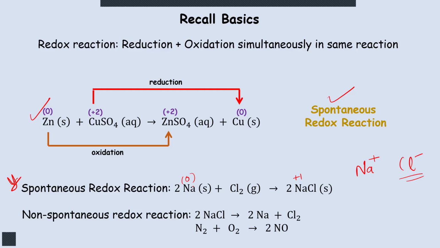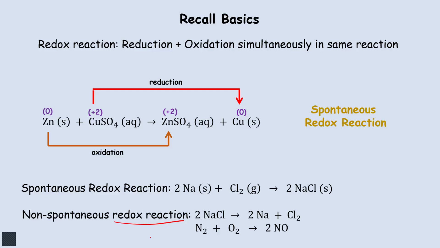Then what is a non-spontaneous redox reaction? A non-spontaneous redox reaction is a redox reaction that involves both reduction and oxidation, and it is non-spontaneous. That is, it cannot take place by itself. It requires constant external aid. So it cannot happen by itself. For example, sodium chloride. Sodium chloride is the common salt which we use in our kitchen. It is highly stable. It will not decompose by itself. It won't decompose to sodium and chlorine.